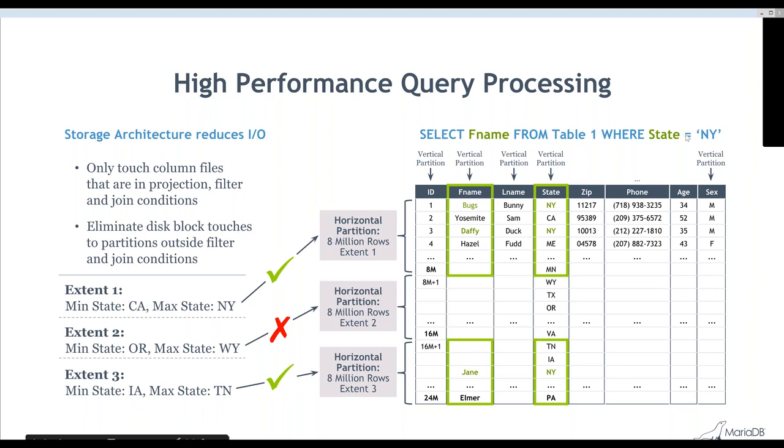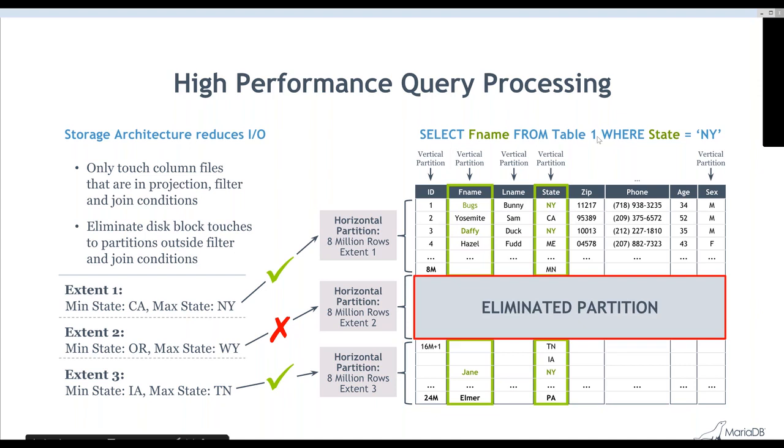So part of the metadata that we maintain in the extent map is to track the minimum and maximum values for each column. If we take a look at the state column, with extent 1, the minimum state value is CA, or California, and the maximum state value is New York. For extent 2, it's OR to WY, and for extent 3, it's IA to TN. Note that there is some overlap in the ranges in here.